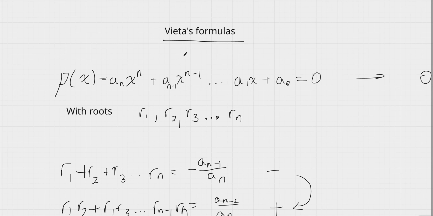So today we're going to be talking about Vieta's formulas. It states that for any polynomial, p(x) = a_n x^n + ..., and so on and so forth like this, with roots r1, r2, r3, r4, and so on.